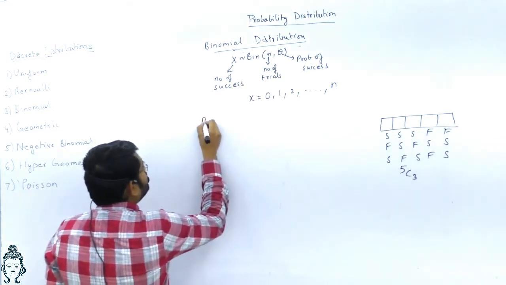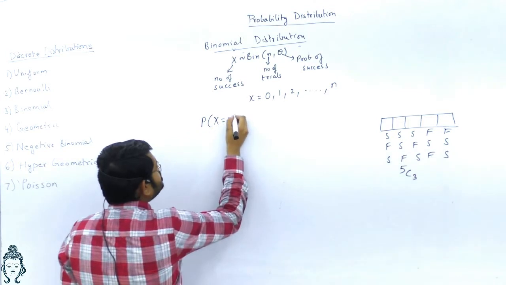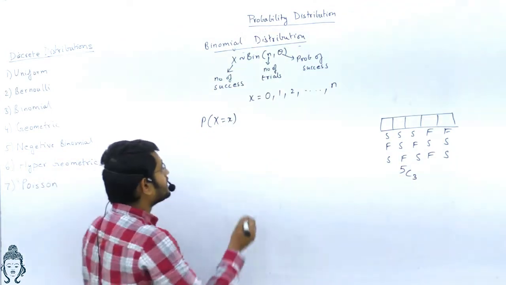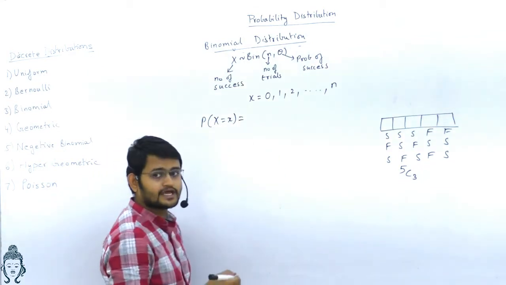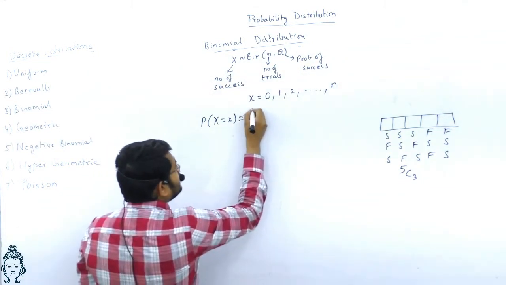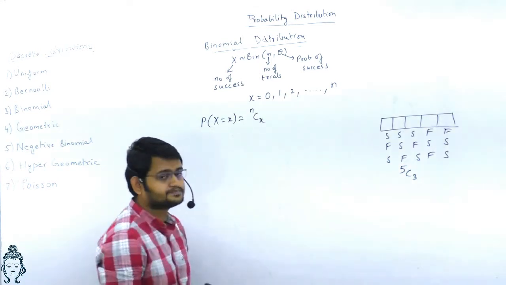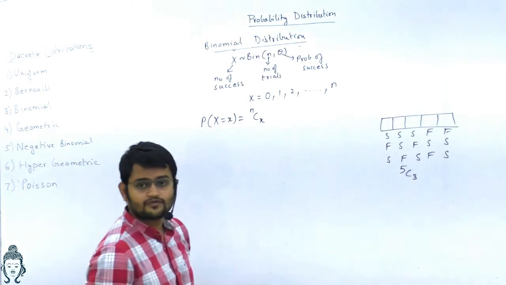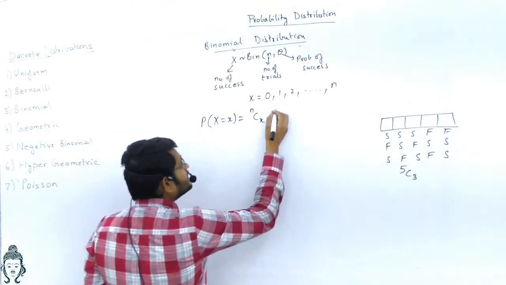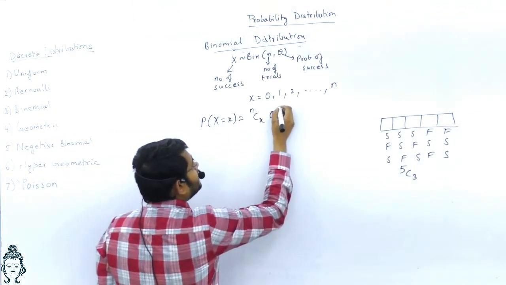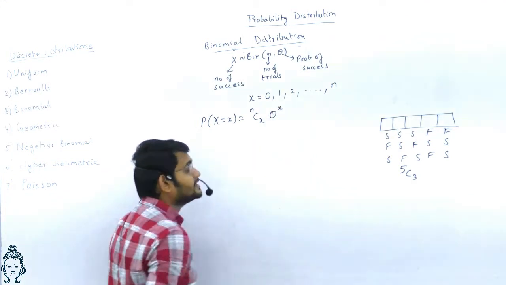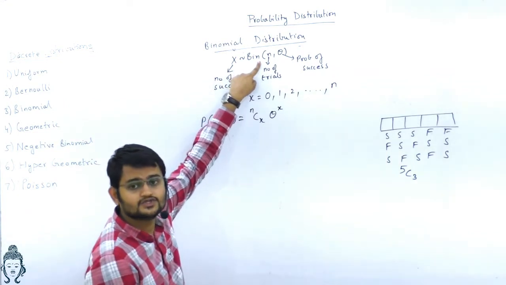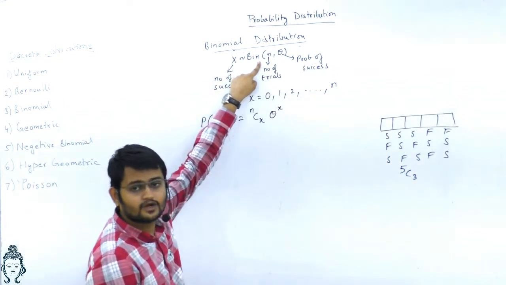Now when I am saying probability X is equal to x, that means I am getting x successes out of n number of trials. So the total number of ways I can do that would be nCx. So I am getting x number of successes out of n number of trials. Then I'll take those probabilities and multiply them, because we are assuming that these n trials are independent of each other.